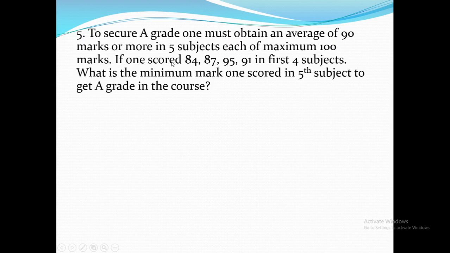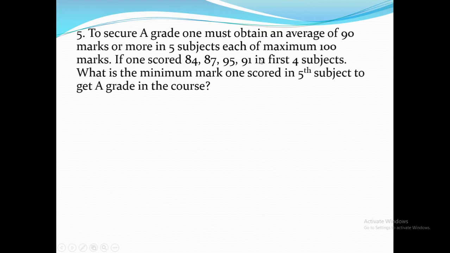Okay, so it is given that 5 subjects are there. We have to find the average of 5 subjects. In a way, the average must be 90 or more. 4 subject marks are given and 1 subject mark is left out. So what is the minimum mark in the particular subject the student has to get so that he will be in the A grade? Okay.